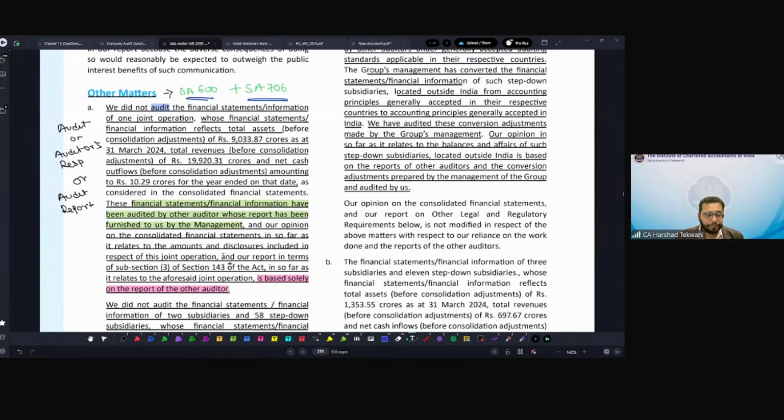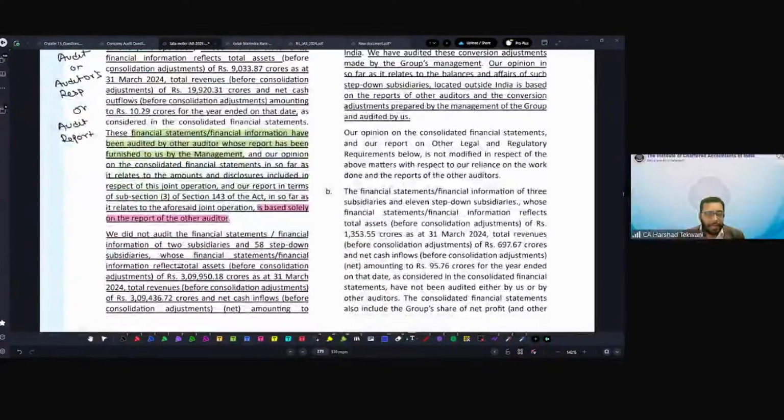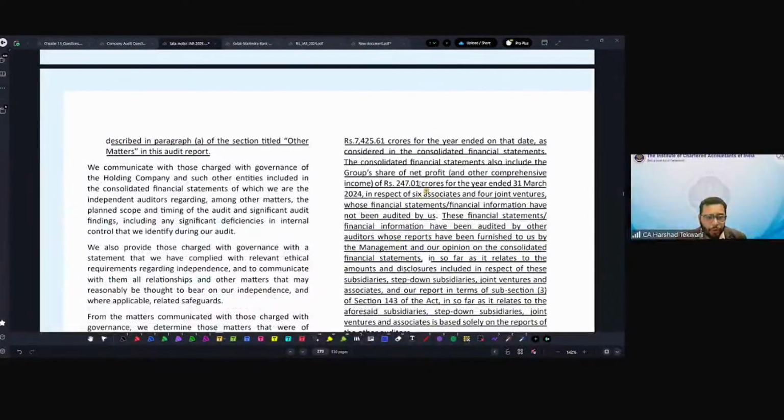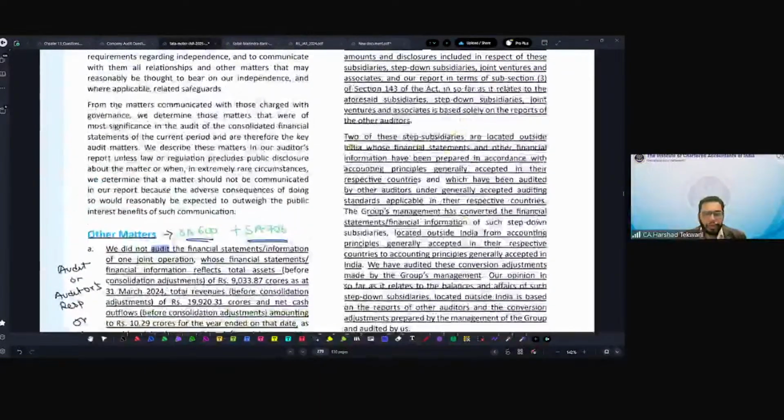Now, here, if you see, they will be saying that some of the financials, like 58 step-down subsidiaries, have been included in the financial statements. Let me show you one more. Two of these step-down subsidiaries are located outside India, whose financial statements and other financial information have been prepared in accordance with the accounting principles generally accepted in their respective countries, which have been audited by other auditors. The group's management has converted these financial statements of such step-down subsidiaries located outside India from the accounting principles generally accepted in their respective countries to accounting principles generally accepted in India.